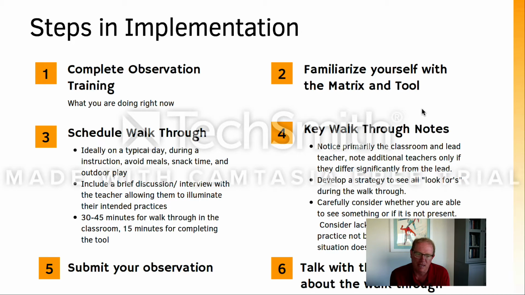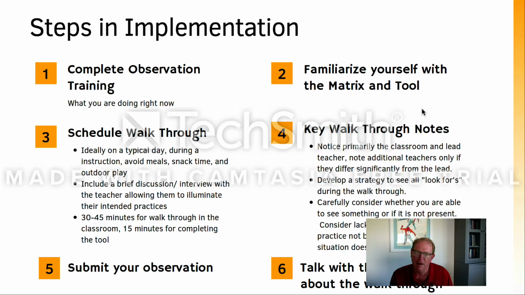Realize this is probably going to take 30 to 45 minutes, and part of that is completing the tool itself. So as you're doing that walkthrough, please focus primarily on the lead teacher. There may be more people in the classroom, but please primarily focus on the lead teacher, because that's what we're looking for. And then second, you have to really think about what are the look-fors, and I'm going to give you the domains associated with those, but really be thinking about, here's what I'm looking for.